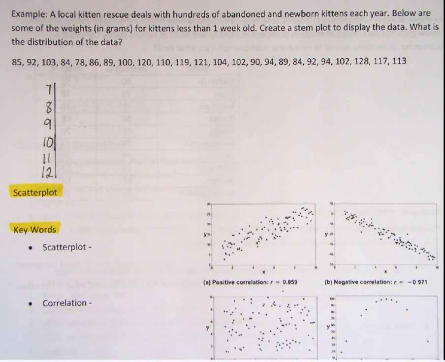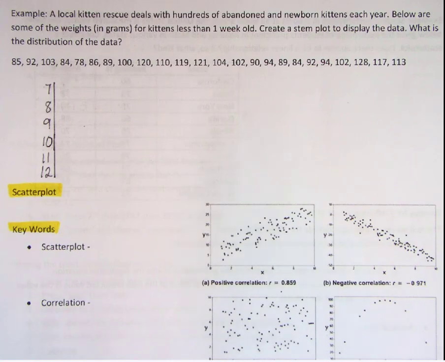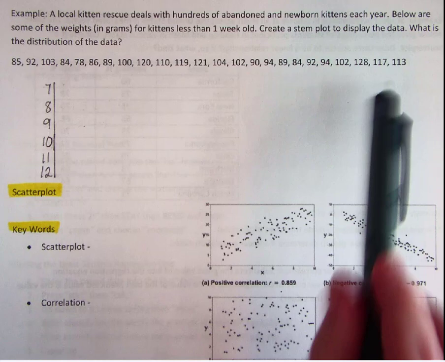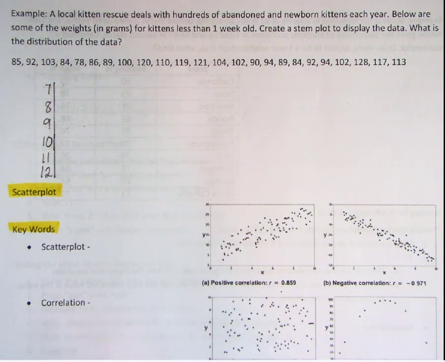In this example, we're looking at a local kitten rescue that deals with hundreds of abandoned and newborn kittens each year. Below are some of the weights in grams for kittens less than 1 week old. We want to create a stem and leaf plot to display this data and then look at the distribution of that data. So you can see that we have a large data set. None of it is in order. It's just kittens that came into this rescue that were weighed in grams.